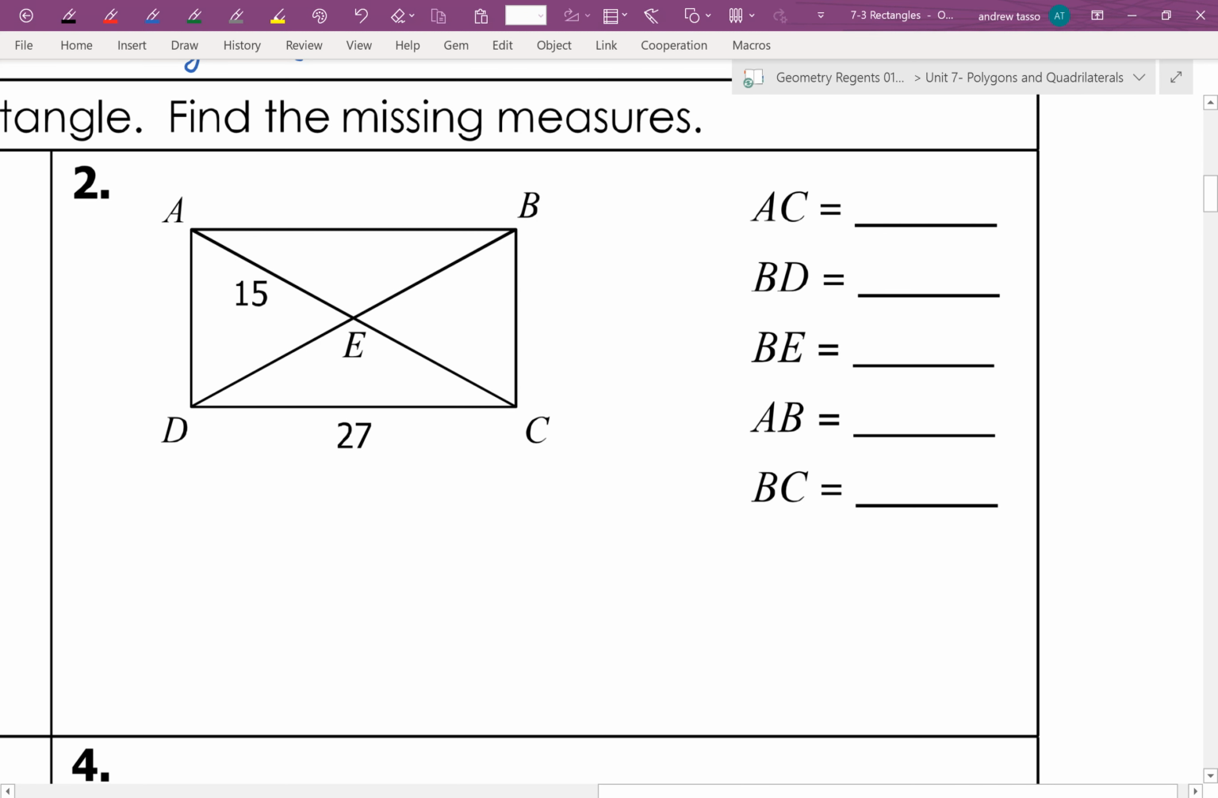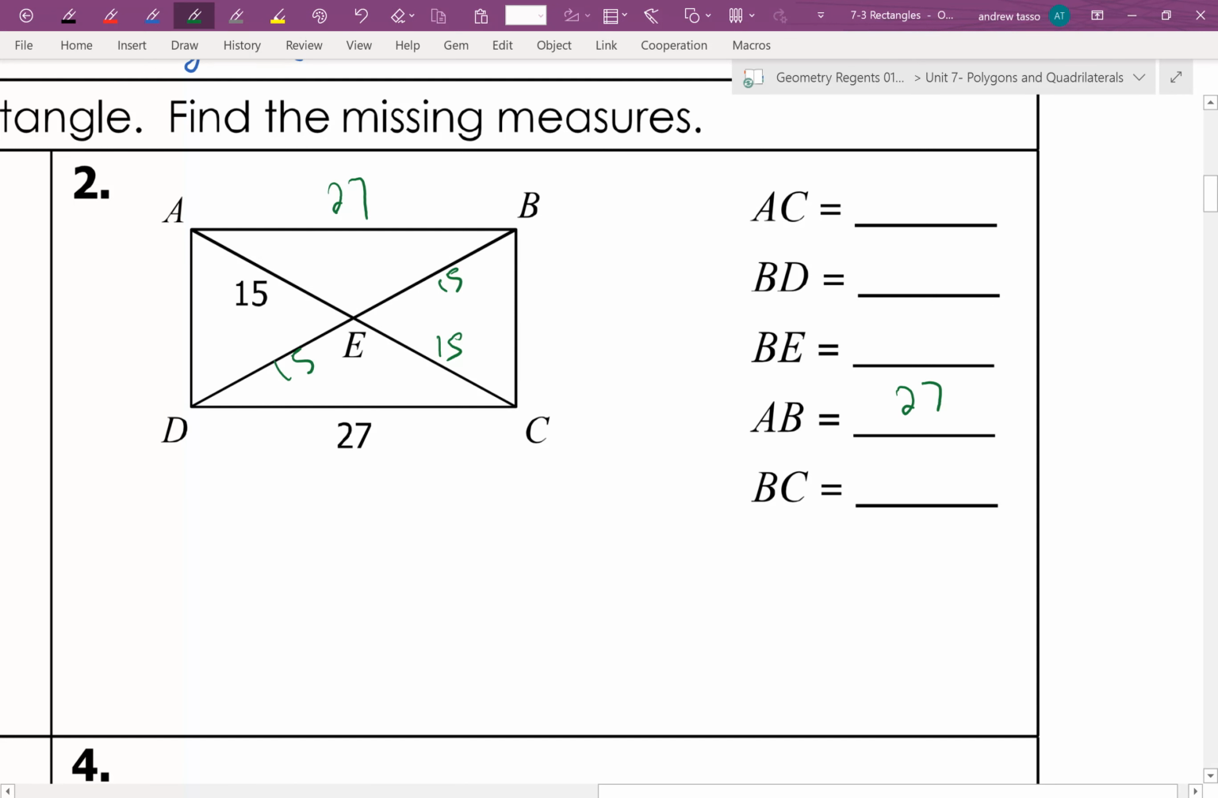Okay, so now we'll do numbers 2 and 4 together. So first of all, if we know this is 27, this would also be 27, right? Because opposite sides are congruent. Next, if this is 15 here, then this would have to be 15 because the diagonal gets bisected. But since the total diagonals must be equal, these would also be 15 apiece.